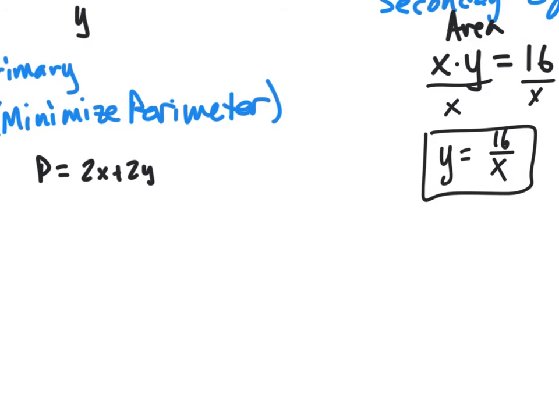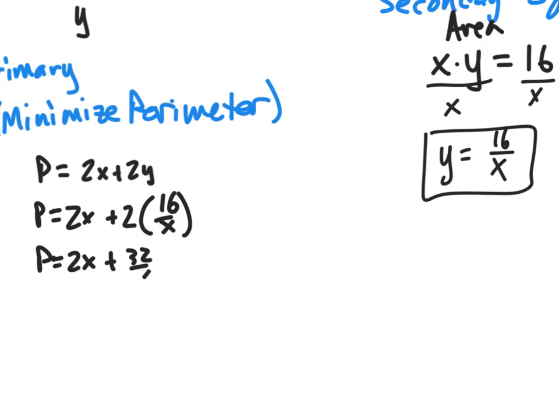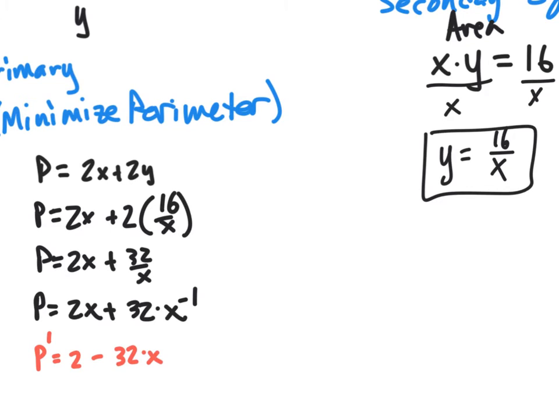Okay, so I'm going to write my perimeter. Perimeter is equal to 2x plus 2 times y, but y is 16 over x. So if I want to take the derivative here, I'm going to simplify this a little bit. So I get 2x plus 32 over x. But if I'm going to take the derivative, I don't really want to use the quotient rule. I'm going to do 2x plus 32 times x to the negative 1 power. Okay, and so if I take this derivative here, P prime is going to give me 2 minus 32 times x to the negative 2.